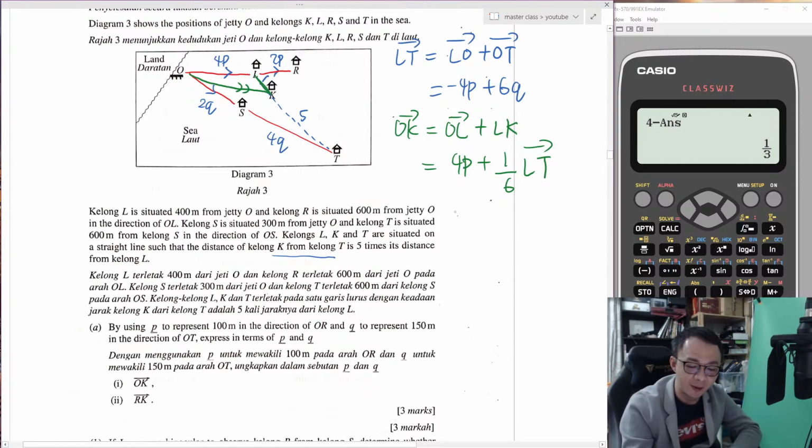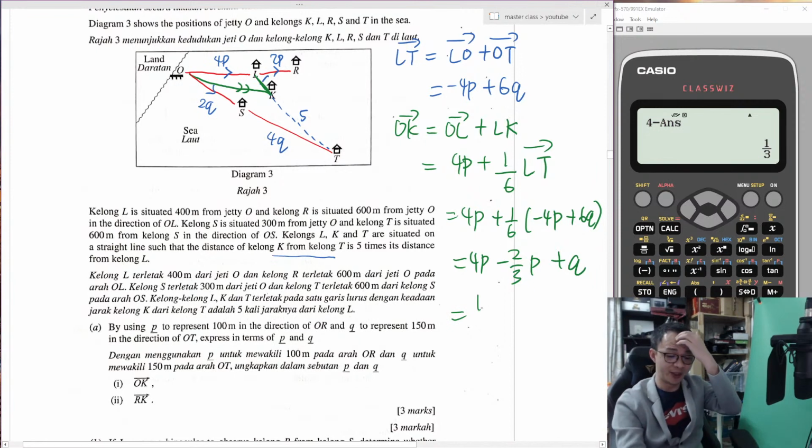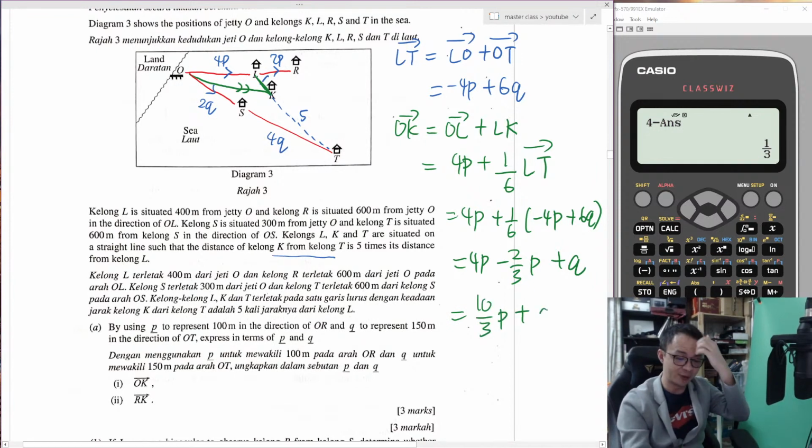Okay, so what I want to do is I just sub my LT into here. This one is 4p, 1 over 6. This is negative 4p plus 6q. So this is 4p minus 4 over 6p plus q. Alright, 4 over 6 I can change to 2 over 3. So this is 12, 12 will be 10 over 3p plus q. Done. Alright, this is how I find the OK.